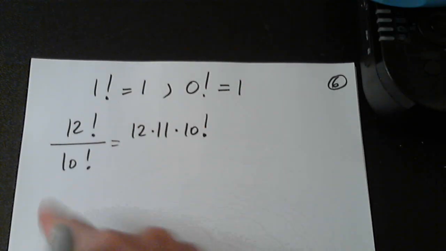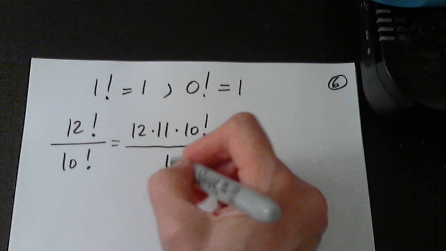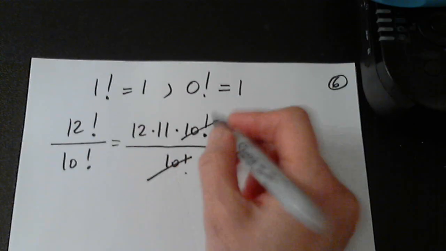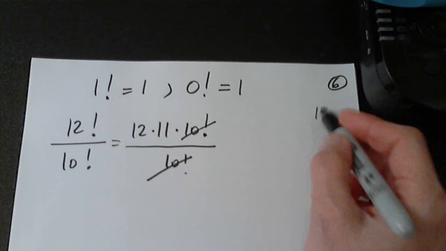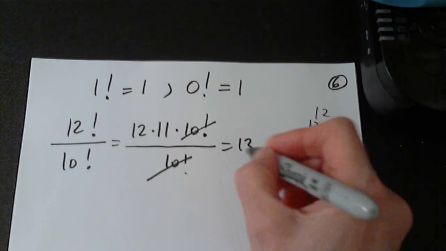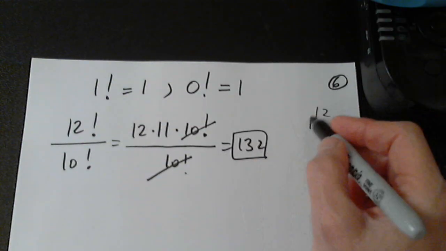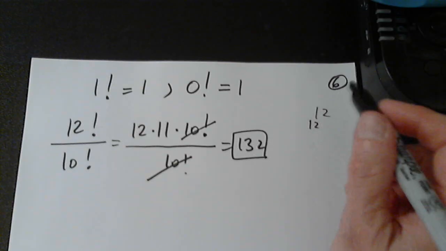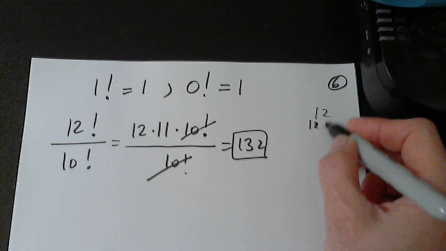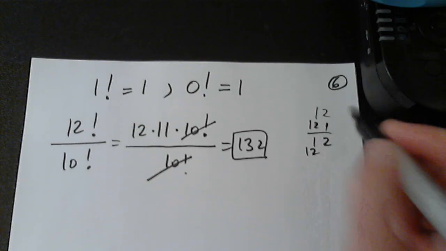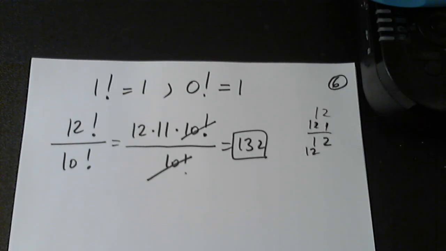Why did I stop at 10 factorial? Because I saw the denominator. I can simplify them. And then I have 12 and 12. So this is 132. What did I do? Who knows? Yes, 12 and 12. That's correct. So I have 132.